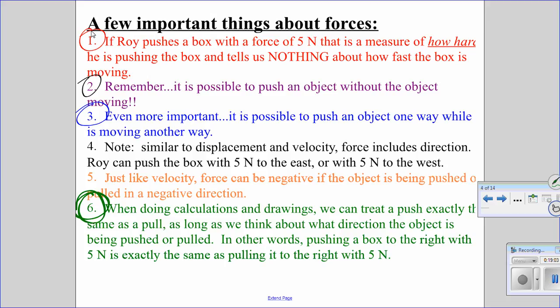Good. Anybody have any questions about a few important things about forces? All right, let me see if I can remember what number 7 was. I thought of something last hour, and I said to them, I should have added that to my list of things. If I'd been smart, I would have written it down. Wait for one more second.